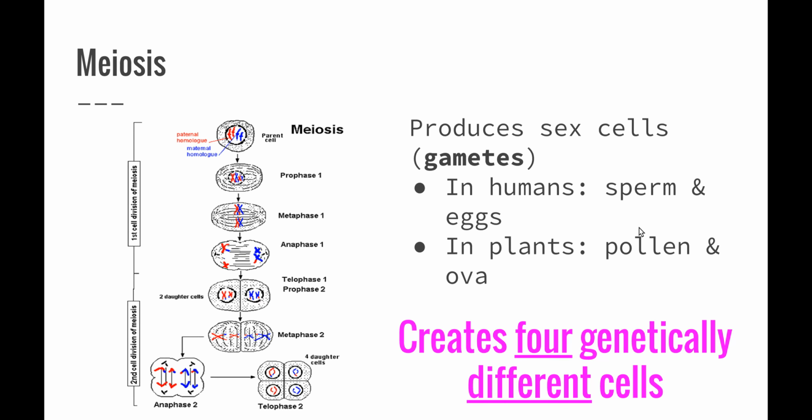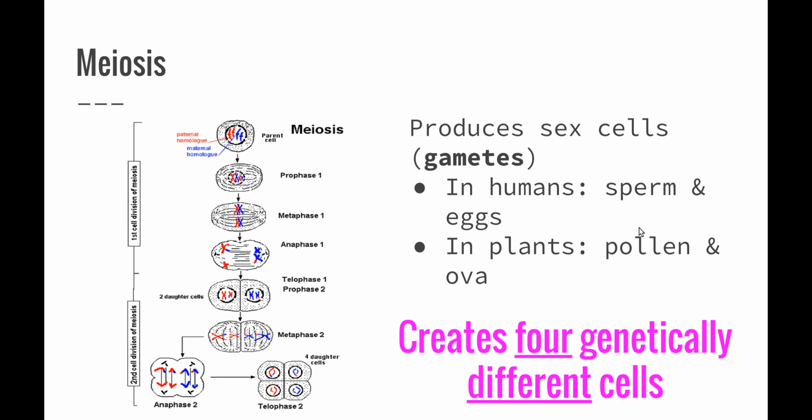So if we have a look at meiosis, meiosis is the process that produces sex cells, which are scientifically referred to as our gametes. So in humans, males produce sperm by the process of meiosis, and females produce eggs or ova. Sometimes they may be referred to, obviously, in our ovaries. In plants, the sex cells are referred to as pollen from the males and again ova in the females.